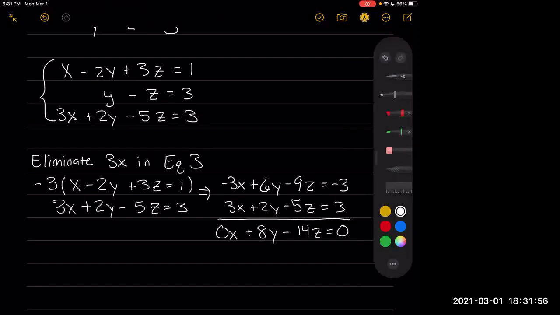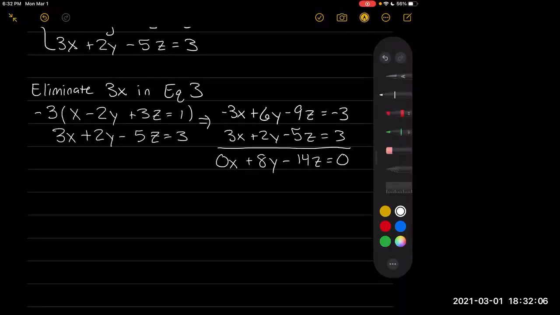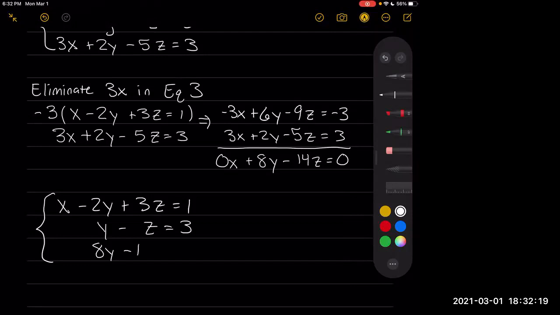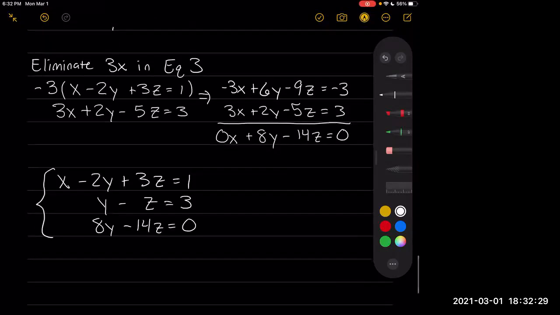And on this one, we're just going to leave it the same because 8 and 14 don't simplify too easily. We could theoretically factor out a 2, but it's not super necessary for this next step. So we're going to rewrite our system with our x minus 2y plus 3z equals 1, our y minus z equals 3, and our 8y minus 14z equals 0. All right, so from here, now we need to get rid of the y in equation 3.